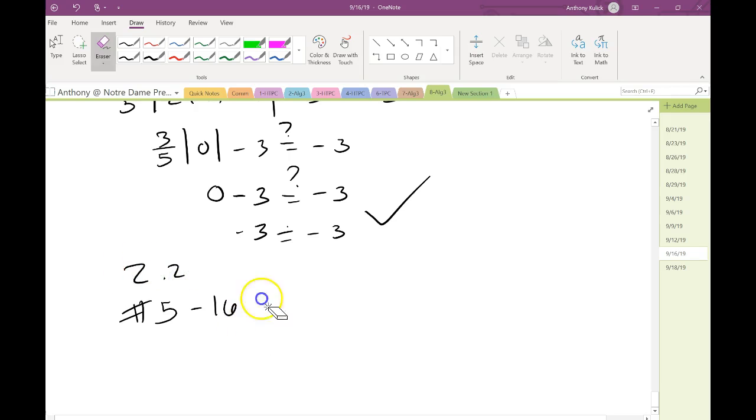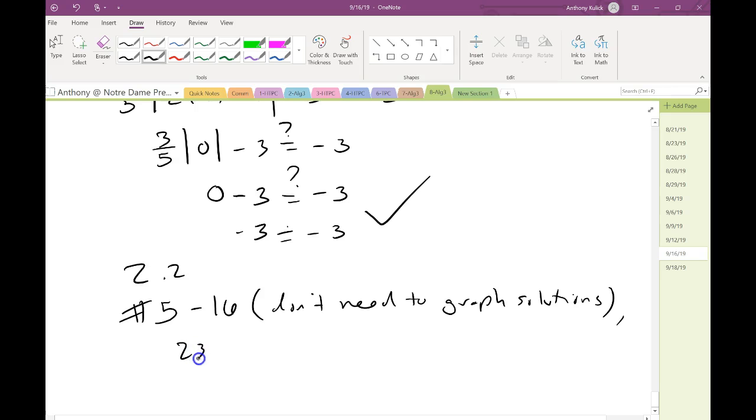So for next time, I'd like you guys to do 15 through 16. The directions in the textbook ask you to graph your solutions. I don't need you to do that. And in addition, I'd like you to do 23 and 24. So your assignment for next time is 5 through 16, don't graph the solutions, and then 23 and 24.